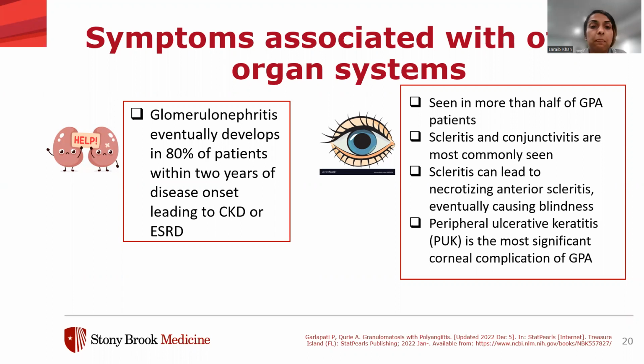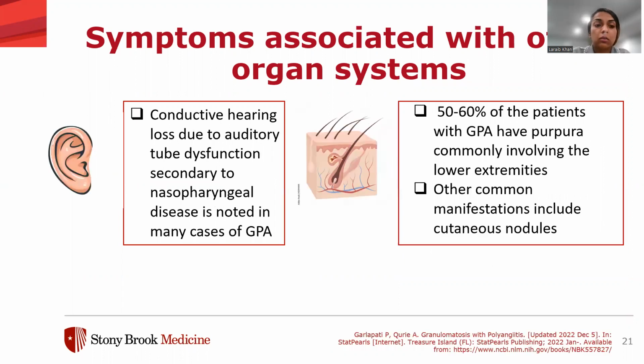of GPA. There could also be hearing involvement, so you could have hearing loss due to auditory tube dysfunction, and that's noted in many cases of GPA. There could also be skin involvement, so 50 to 60% of patients can have purpura involving the lower extremities, and they can also have cutaneous nodules.